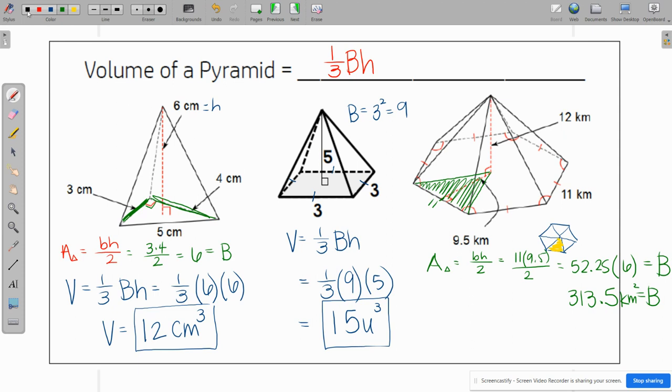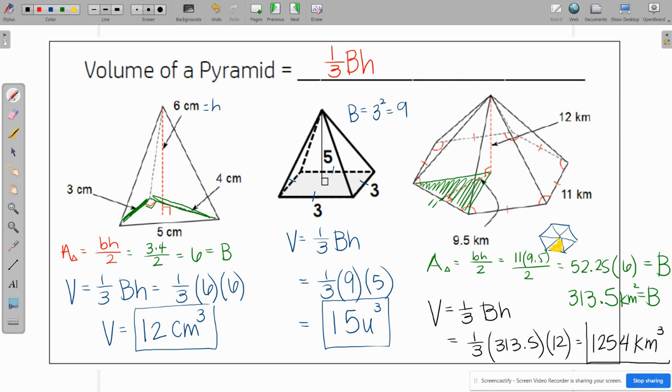So our volume of the hexagonal pyramid is 1/3 times the area of the base times the height. So it's going to be 1/3 times 313.5 for the area of the base. And then we can see that this line segment right here is perpendicular to the base. It is 12 kilometers long, so that is the height. And if we use our calculators, we would get that this is equal to 1,254 cubic kilometers. And that would be our volume of the entire pyramid.